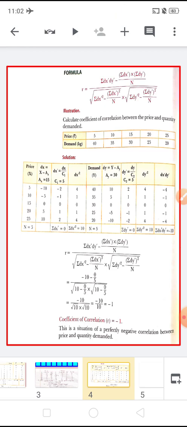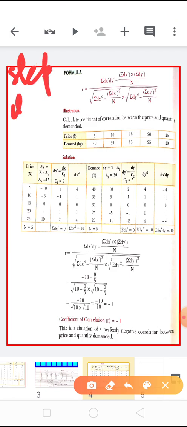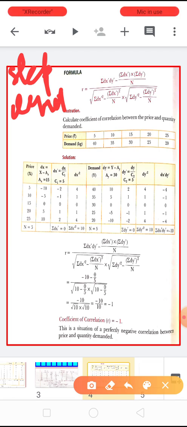So children, here I'm explaining the step deviation method of calculating the correlation. The formula is r equals sigma dx dash into dy dash minus sigma dx dash multiplied by sigma dy dash upon n, upon under root sigma dx dash square minus sigma dx dash whole square upon n, multiplied by square root sigma dy dash square minus sigma dy dash whole square upon n.